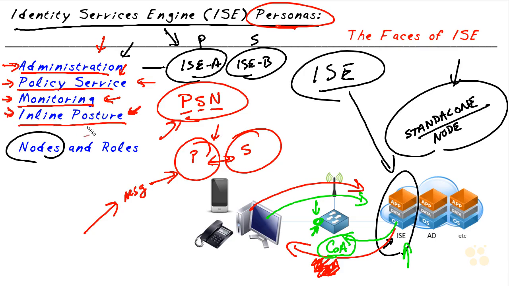The inline posture persona is that aspect of ISE that is doing the network admissions control. For example, if we're requiring a firewall on the device before allowing it access into our network, or if we're requiring certain versions of antivirus software, or whatever the rules that we set up are, the inline posture persona is that component of ISE that's enforcing those rules.